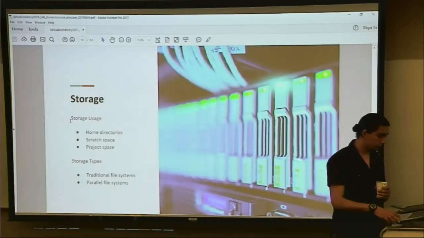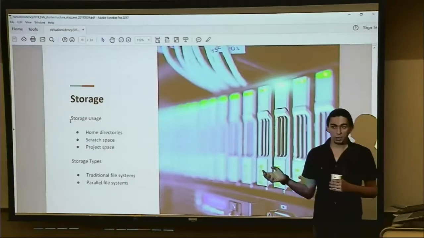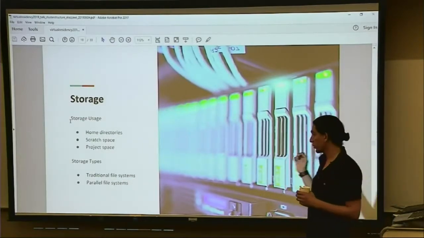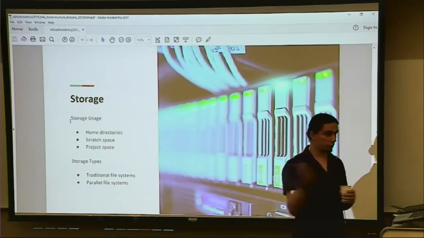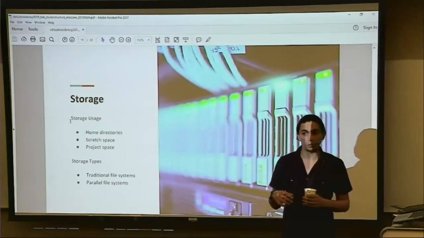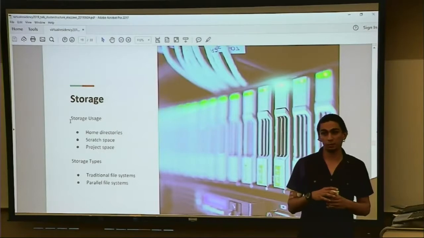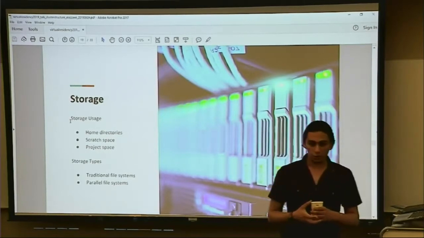So back to storage, we already heard about clusters here. There are two types of file systems: the traditional network file systems that we are using, and parallel file systems. I just want to do a poll here in the room. How many people know that they are using parallel file systems, and what kind of PFS are you using? What file system are you using?